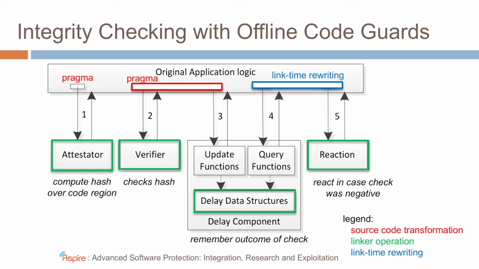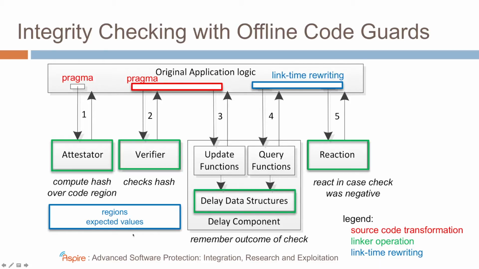Now, even if we've done all of this, this does not suffice yet to have good offline code guards. The problem is that these attestators do not yet know which regions they have to guard, for which code regions they have to compute hashes. What we do is, in the source code, we mark those regions with pragmas. The annotations are extracted, and then at link time, we inject a description of the regions into the program. And also at link time, when the final protected program has been generated, we compute the expected values and we inject them into the program.